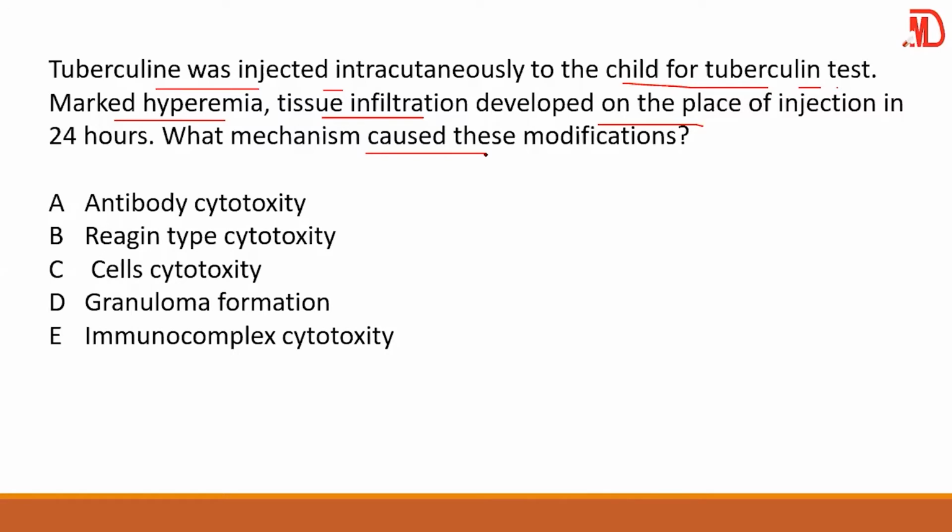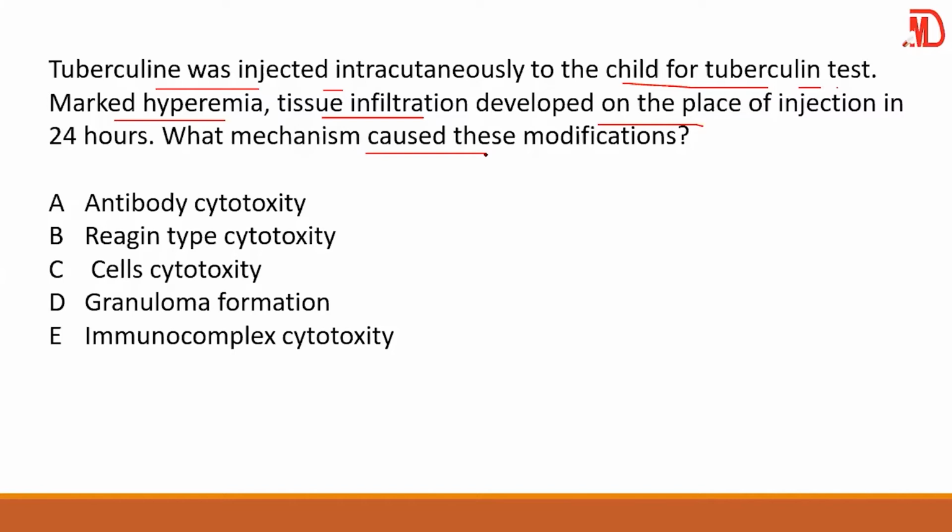Then we have Goodpasture syndrome. We have Graves' disease. And then we have myasthenia gravis. That is type 2.